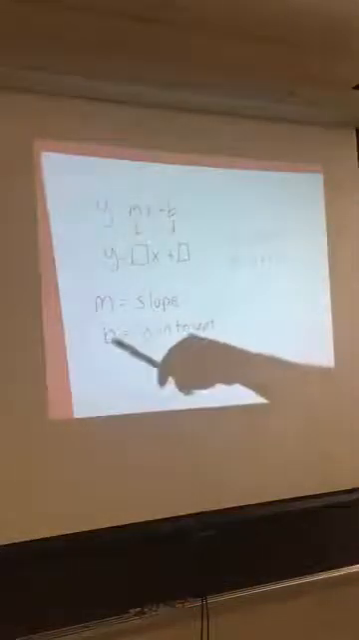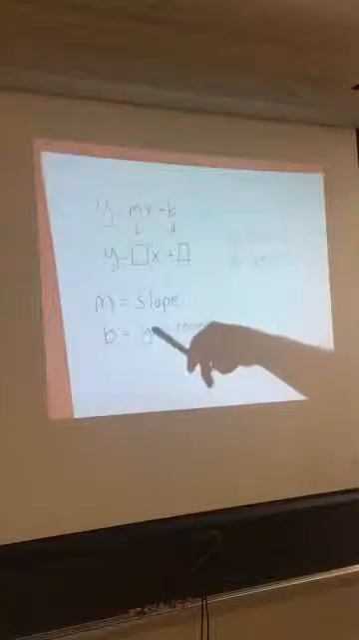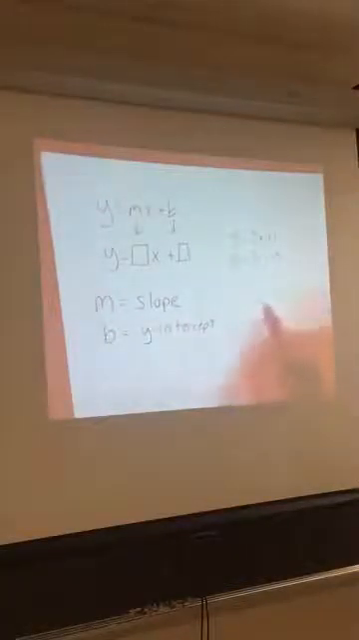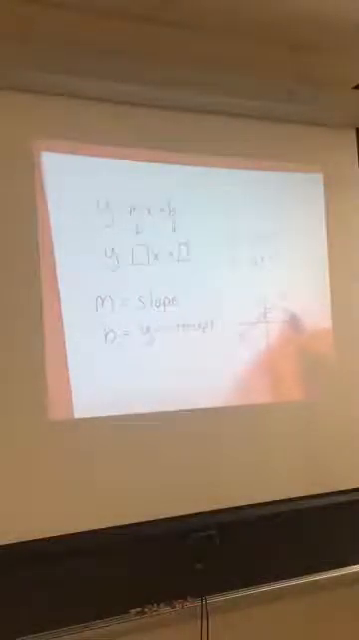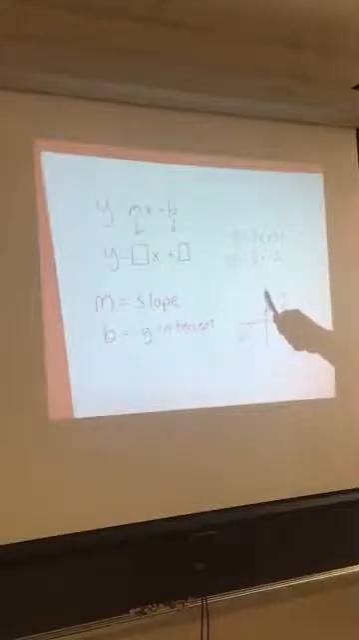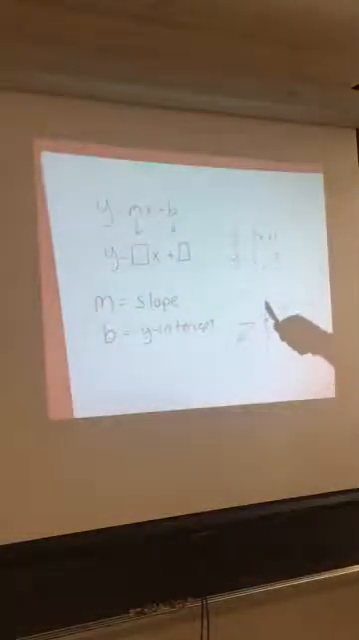And sometimes they will say b, sometimes they will say the y-intercept. The y-intercept, if you forgot, is where a line hits the y-axis. So for example, this line right here hits the y-axis at 2. Up 2, so the y-intercept would be 2. So that's what you're looking for. Where does the line hit this axis right here? That is your b, or your y-intercept.